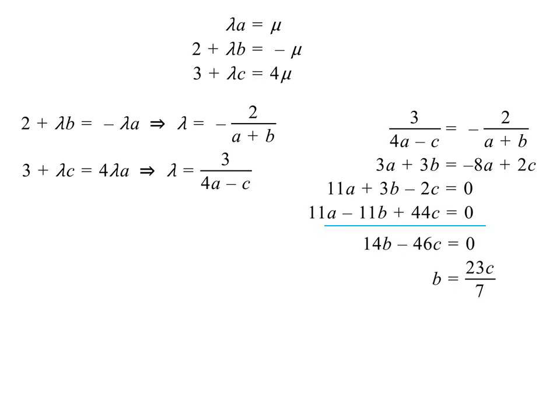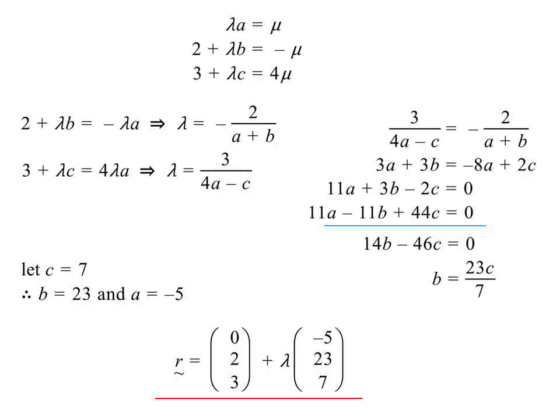So b equals 23c on 7. But here's the thing, because if it's going to be some multiple of the direction vector, I can pick any number I like for c or b, doesn't matter, because I'm going to multiply it by some real number anyway, which is some mu. So make it easy for myself. I'm going to let c equal 7 and that just cancels. So b is 23 and therefore a is negative 5. I now have the equation of the line.